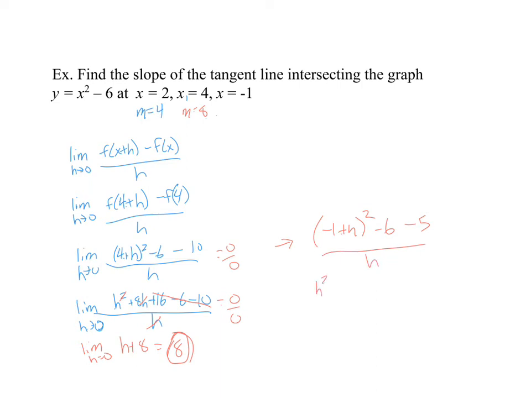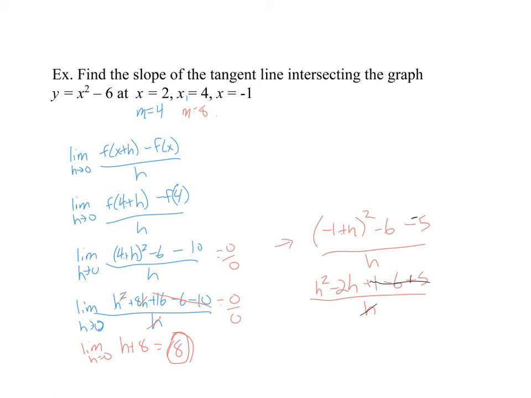So let's FOIL it out. We'd have h squared minus 2h plus 1 minus 6 minus 5 all over h. And again, you can see 1 minus 6 minus 5 would cancel. Sorry, I made a mistake here. I had a double negative. It should have been negative minus minus 5, which would be plus 5, so they do indeed cancel.